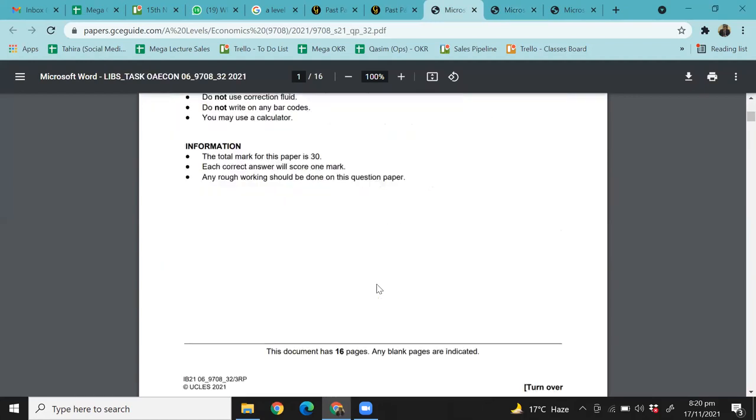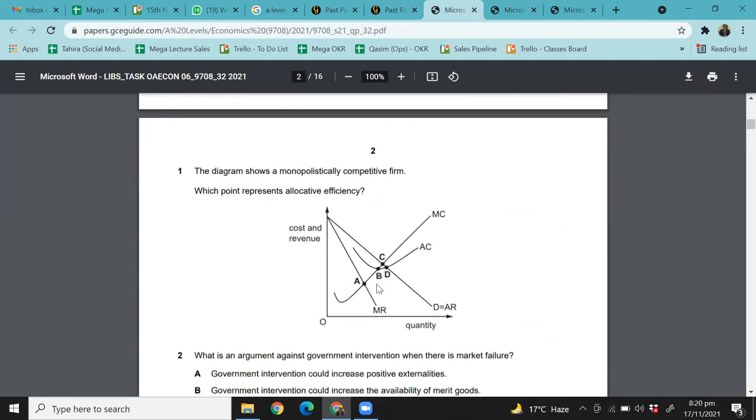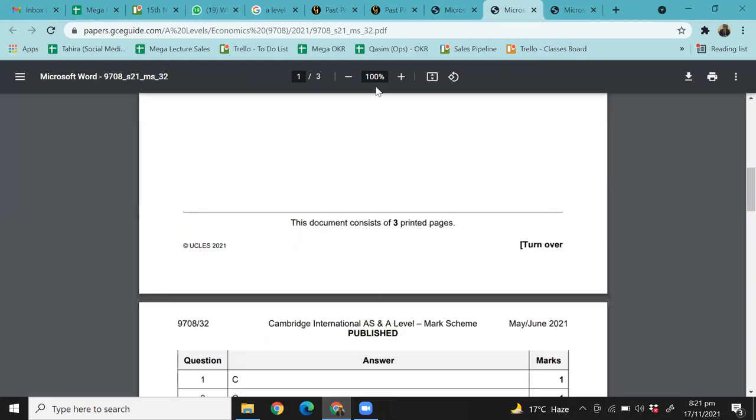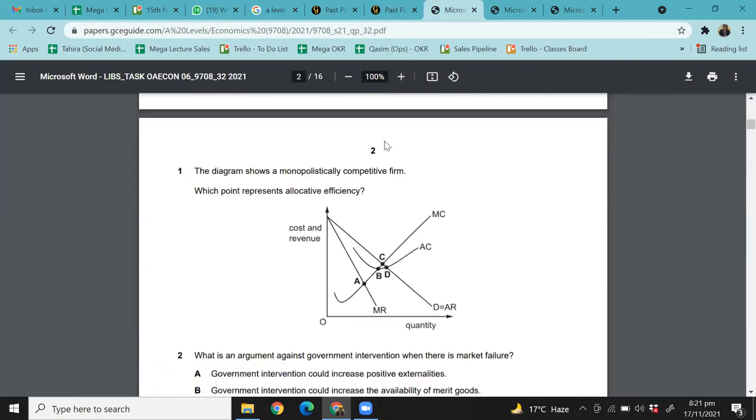Okay, let's read the first question. The question says, the diagram shows a monopolistically competitive firm. Which point represents allocative efficiency? Which point out of A, B, C, and D would represent allocative efficiency? C, right? Because where the price is equal to marginal cost, that is allocative efficiency. So one is C. Is it making sense? Very nice.